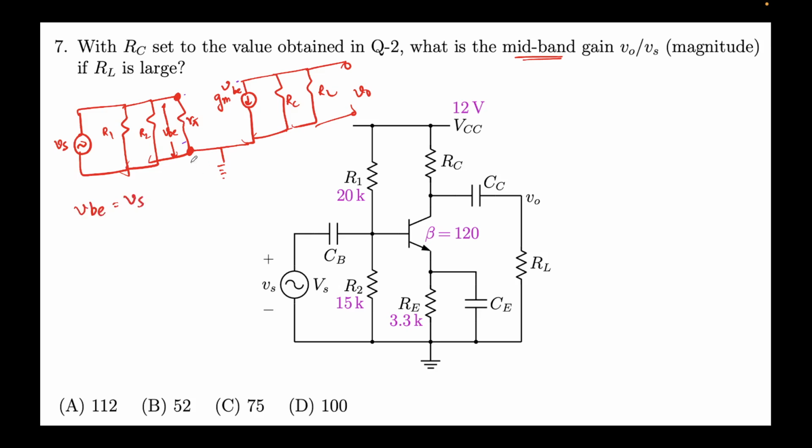Why? Because both have the VBE, the negative terminal is this, Vs negative terminal is this, and this is a wire. So VBE is equal to Vs. That's the first piece of information. VBE equal to Vs. Now let's just talk about what is V0.